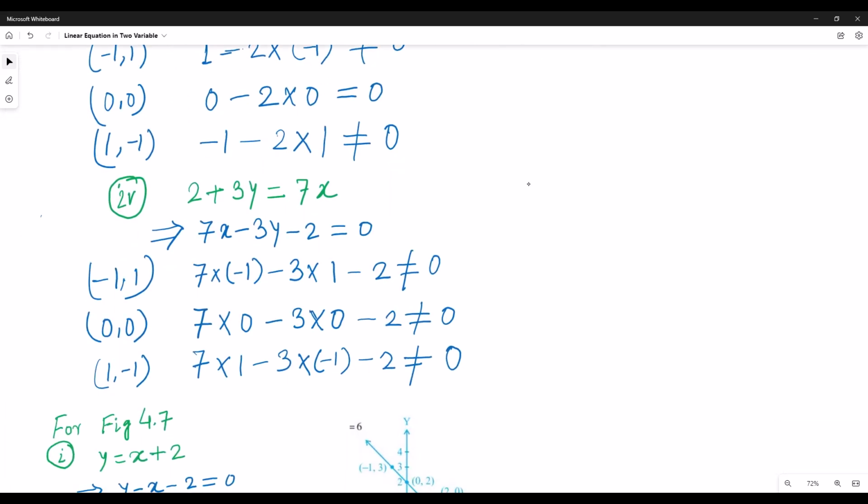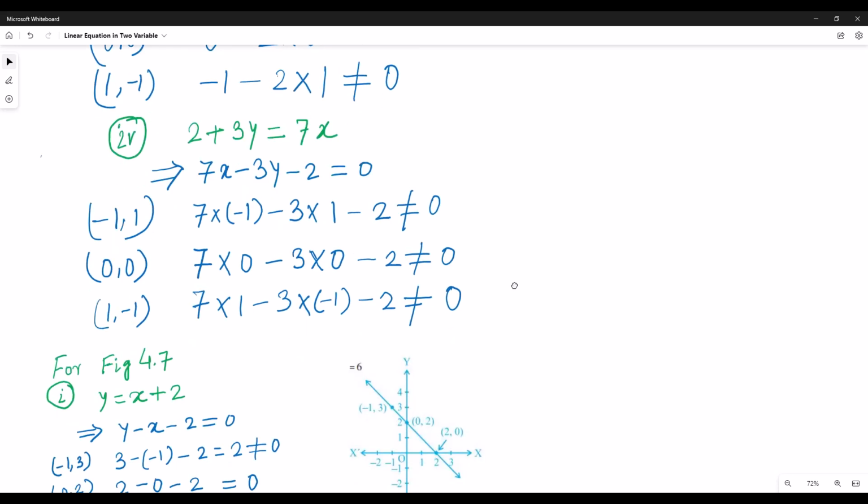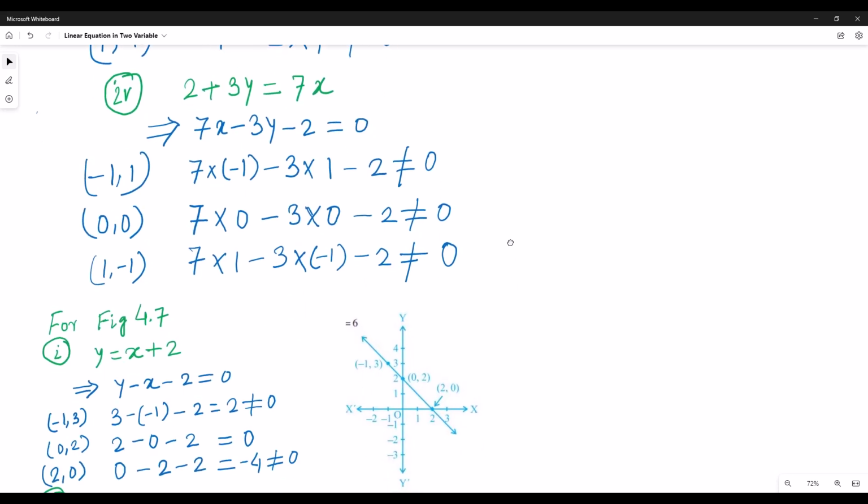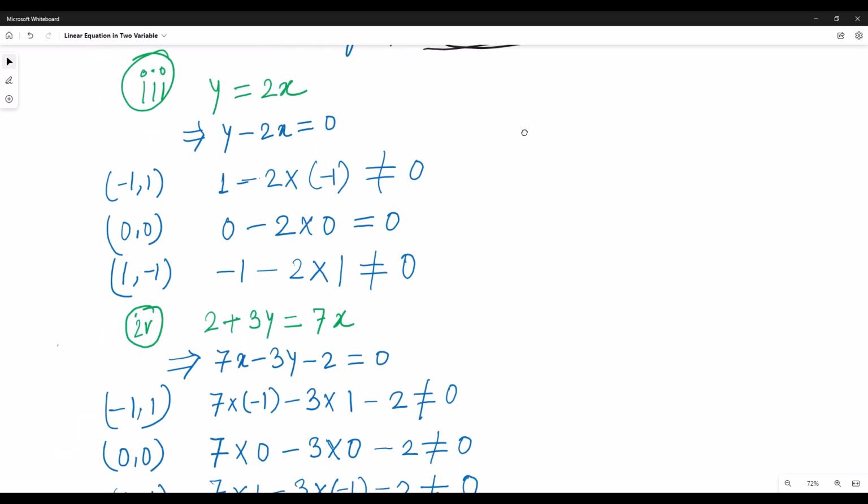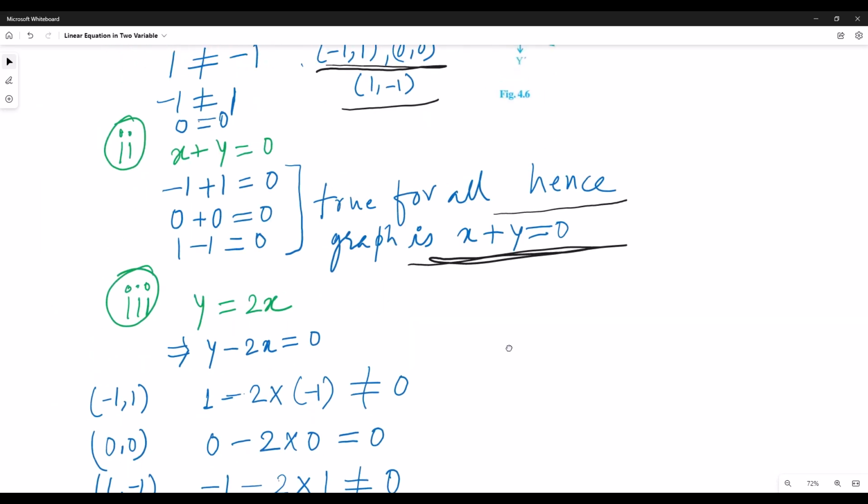So these 3 points, minus 1, 1, 0, 0, 1, minus 1, you need to put in the expression, the linear equation, and then you will find that this is only true for x plus y equals 0.